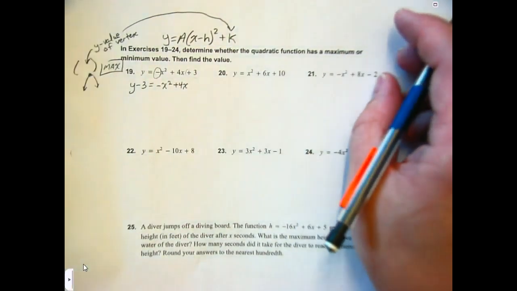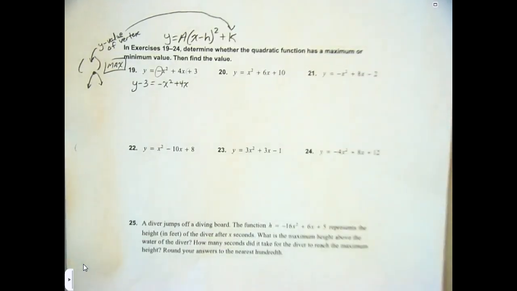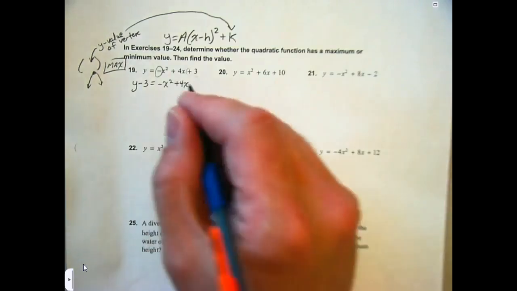Tell your neighbor how I got y minus 3, please. Because you have to subtract both sides. Right, guys? Okay, I had to subtract 3 from both sides.